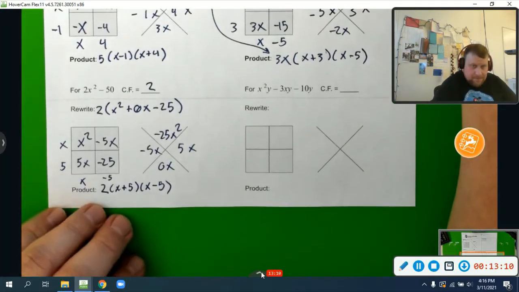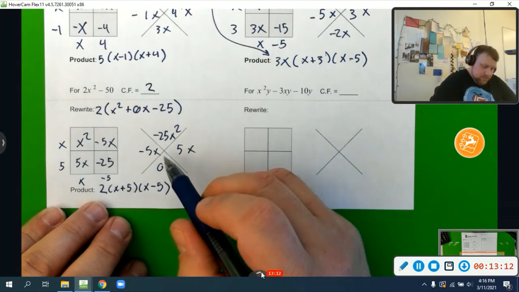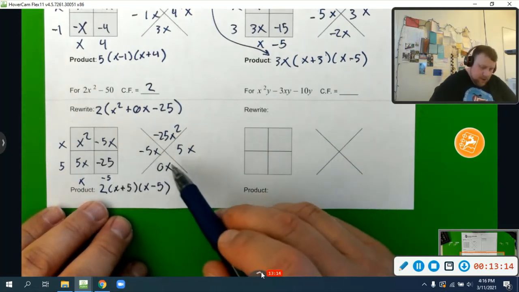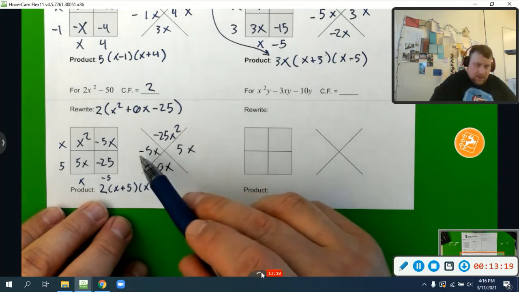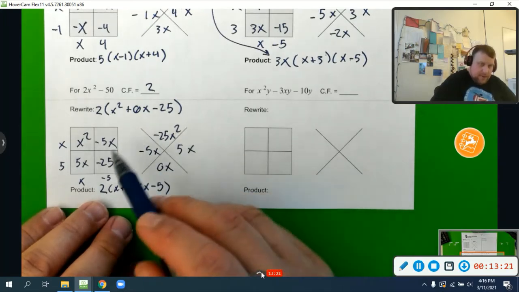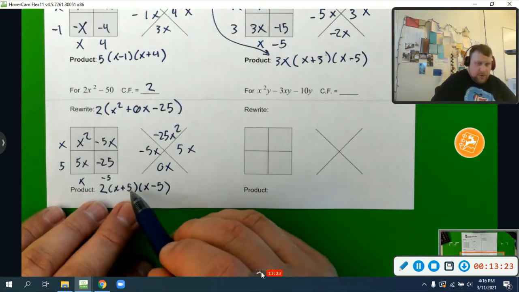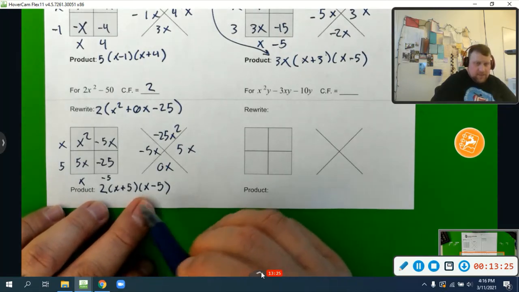What do you got here? Well, set it up, x squared, negative 25. So 0, and then it's negative 25x squared up here. Negative 5x times 5x makes that happen. Plug it in, factor them out, and I end up with 2 times x plus 5 times x minus 5.